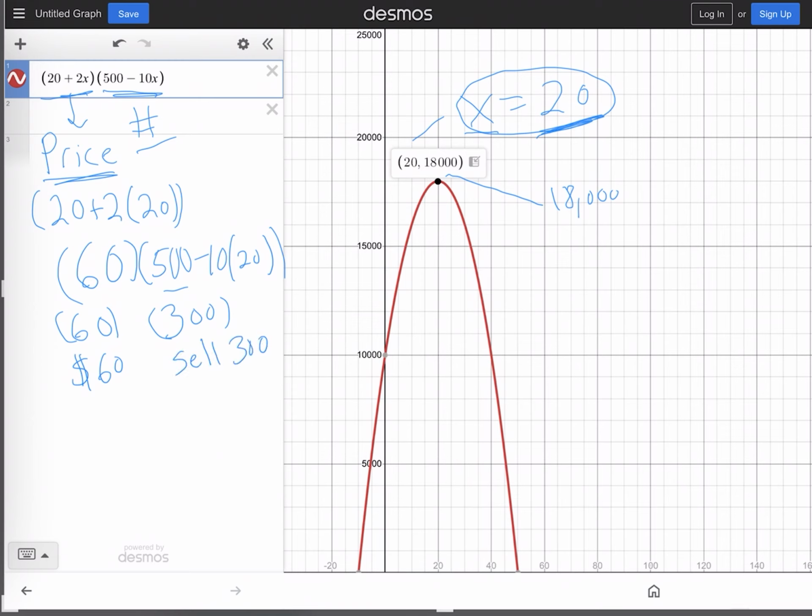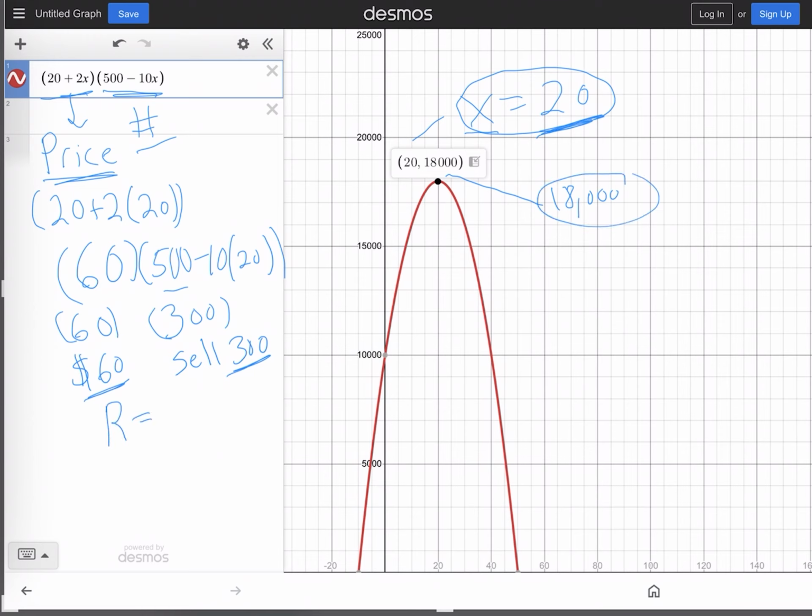Okay, so usually the question will ask you what is the price that you have to set it at to get the maximum revenue. So you would answer $60. They don't usually ask you how many will you sell? But if they did, you say, I'll sell 300. They also will ask you, what would be the maximum revenue? What would the revenue come out to be?